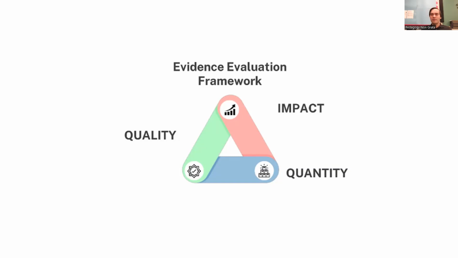And the last one is quality. That is the rigor of the studies we're looking at. Not all studies are created equally. Some studies have more or less rigorous designs. And it's important not to conflate really rigorous designs with not rigorous designs.